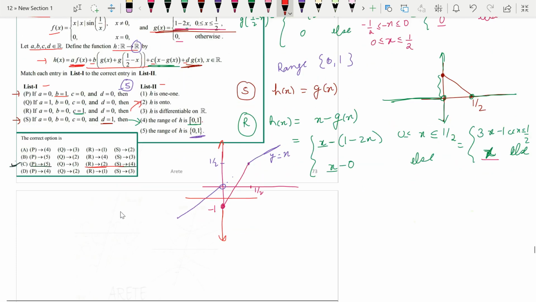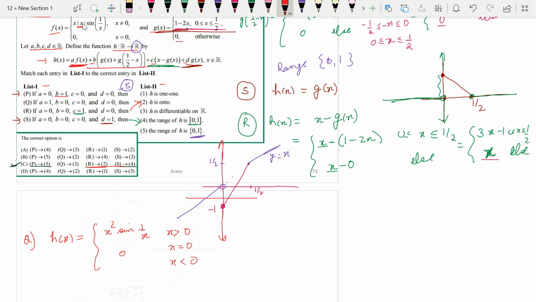Now the last one, the only one which is dealing with your function f. Option Q is saying that your h of x is just f of x, because your a is 1. And how is your function looking? You have a mod here, x modulus of x. When x is positive, mod of x is x, so your function is x squared sine 1 by x. They have given you that it is 0 when x is 0, and when x is negative, your mod of x is minus x, so minus x squared sine 1 by x.